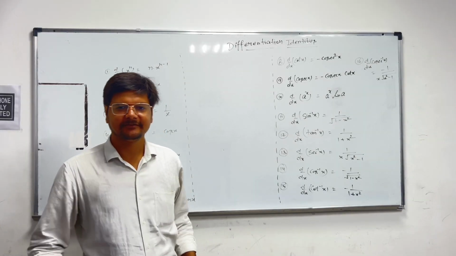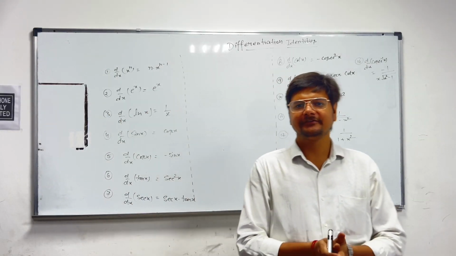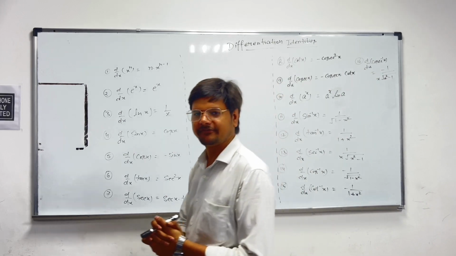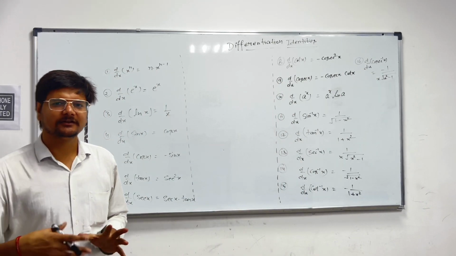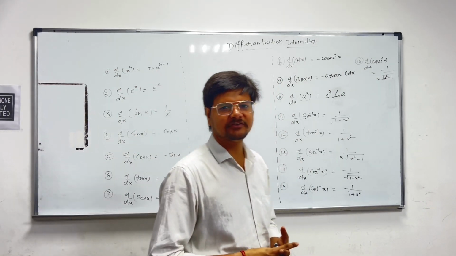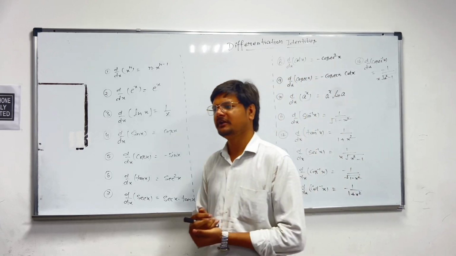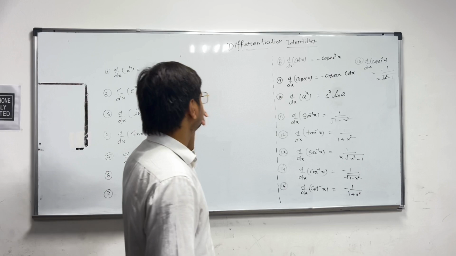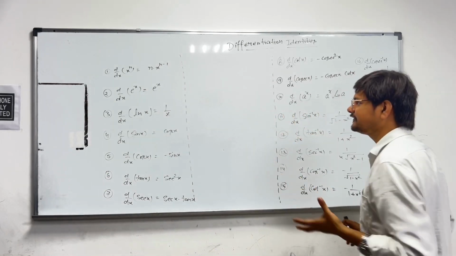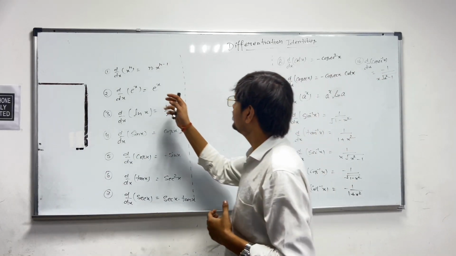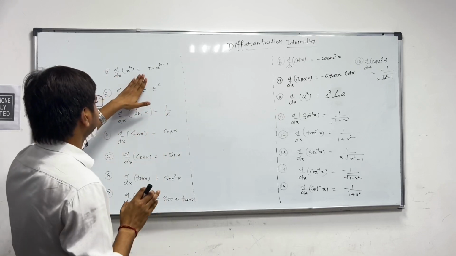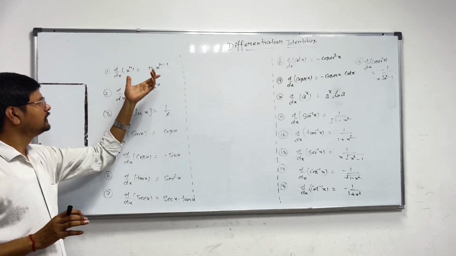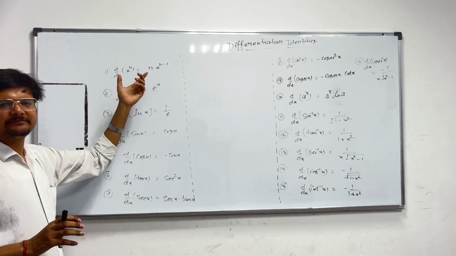Hi guys, today I want to discuss some identities of differentiation. Earlier I explained some rules of differentiation and some basic questions in the first video. I explained those things, but today I want to discuss some differentiation identities. You can see them on the board, okay? And the first identity, I have explained earlier.